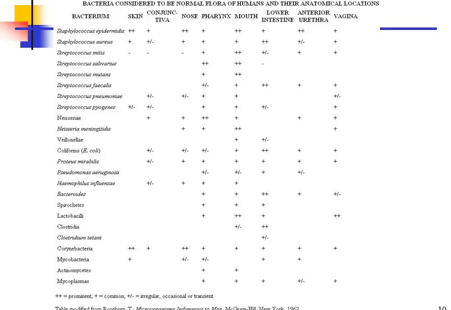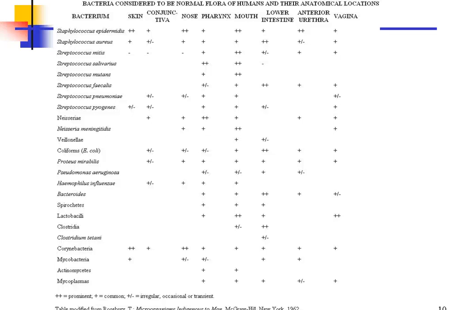Other ones that you find in areas, look in the middle, you see the coliforms like E. coli. It's pretty much found across the board, not necessarily everywhere, but most places that you see listed here. And then its relatives like Proteus are found in lots of areas.